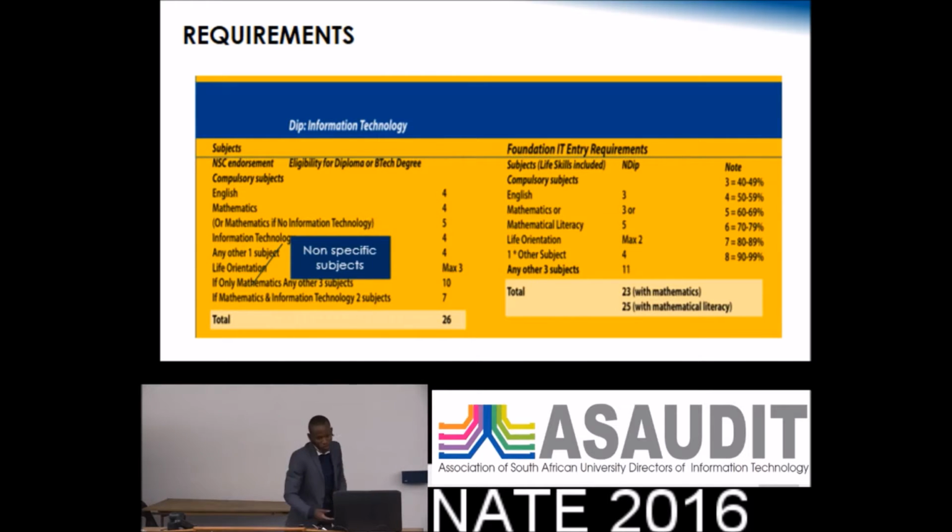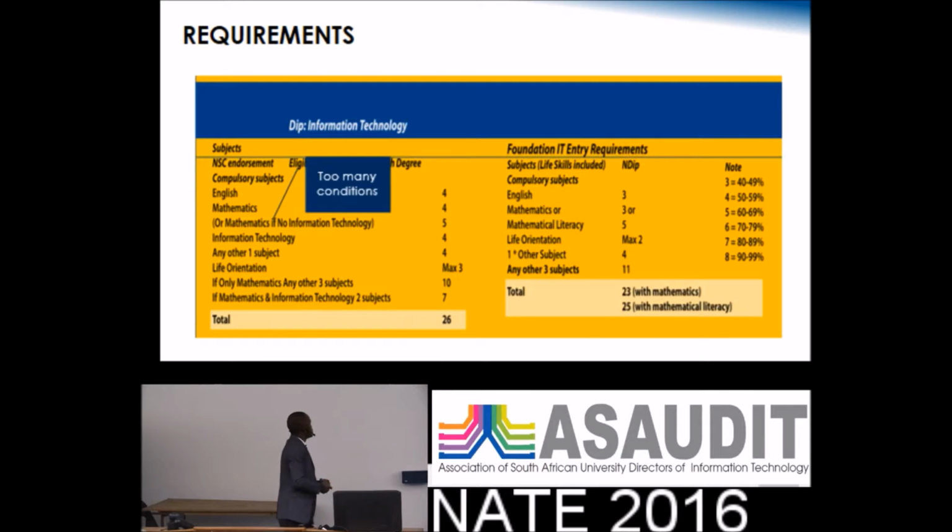This is one of the complex things which we had. We have too many conditions in our requirements. Just imagine a human being, the personnel who is responsible for admissions, has to check, okay, you didn't do maths, you did maths literacy, so let me check the condition for if you didn't do maths or you didn't do information technology. What rules do I have to follow and all those kinds of things. This actually leads to human errors in terms of admissions.